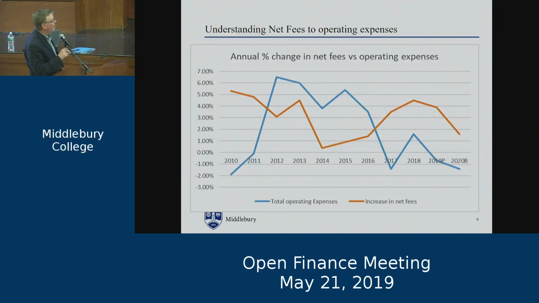So the blue line is total operating expenses. In 2011, you can see total operating expenses were actually down 2% from the previous year, and they were roughly flat. But in 2012, expenses went up 6%, while at the same time our increase in net fees was on a decline. And during these years, that is when the deficit grew from a couple $100,000 to a couple $1 million, maxing out in 2016 at $16.7 million.